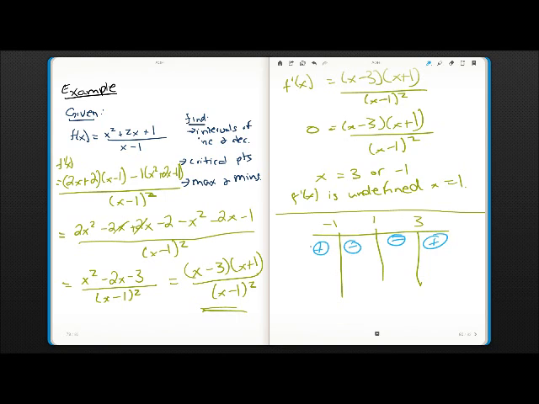Next we can find the max and mins. Remember, this is undefined, so there won't be a max or min, it'll just be an asymptote. Here it's going from positive to negative, therefore it's a local max. And here it's going from negative to positive, so it's a min. Sorry, this might not be just a local max, it can also be an absolute max.